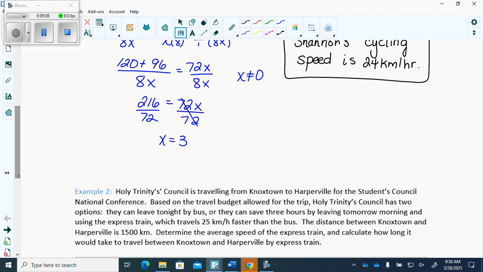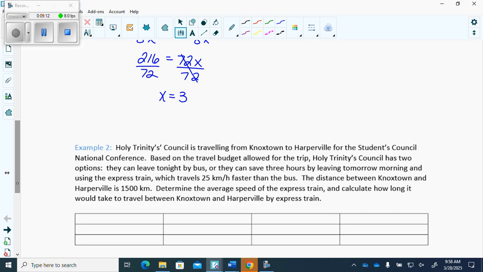25 kilometers per hour faster is x plus 25. The distance between Knoxtown and Harperville is 1,500. So the distance for both is the same. Makes sense. Determine the average speed of the express train and calculate how long it will take to travel between Knoxtown and Harperville by express train.